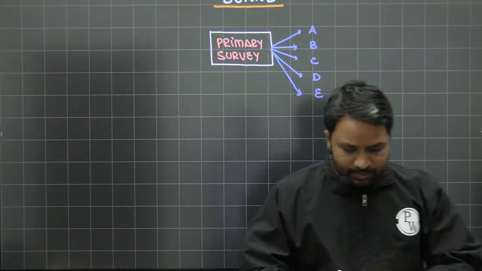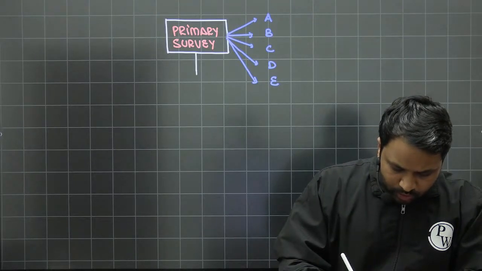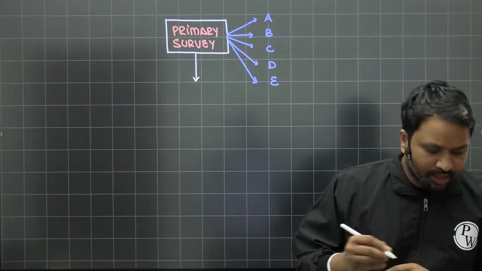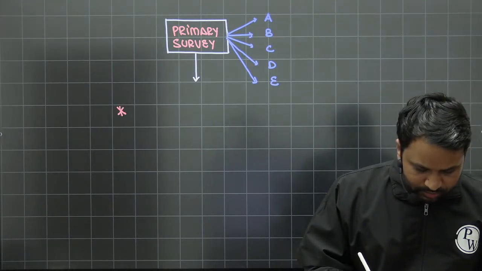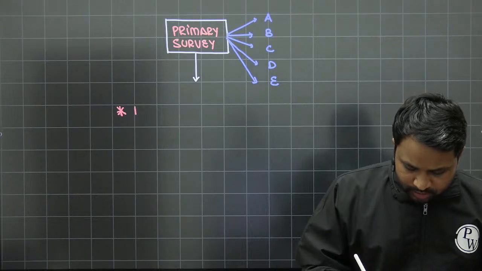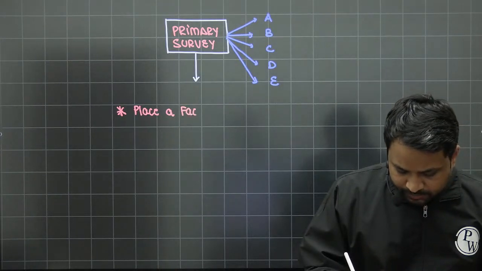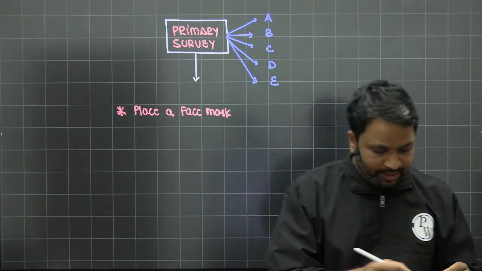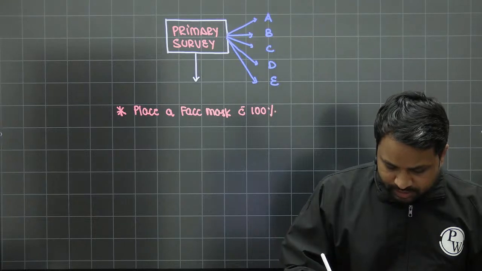Now, as the primary survey continues, I am going to look into the burns segment also. That means the patient is presented with burns. The first thing I'm going to do is place an oxygen mask. You put a face mask onto the patient and give 100% oxygen.